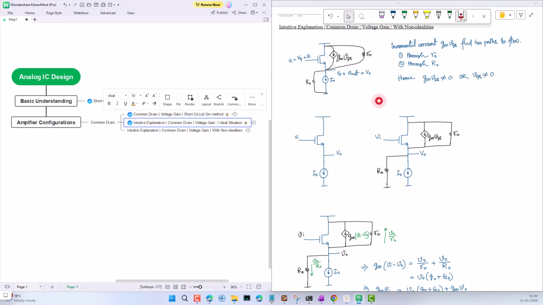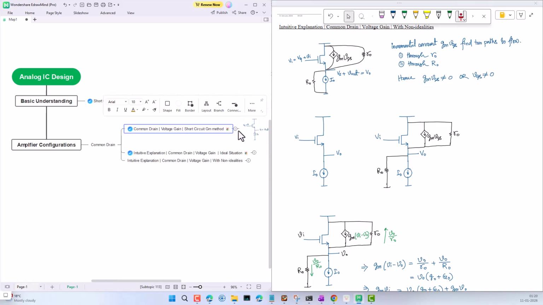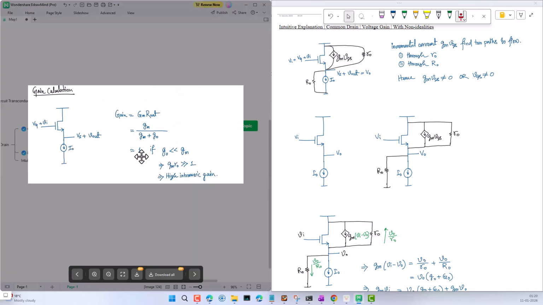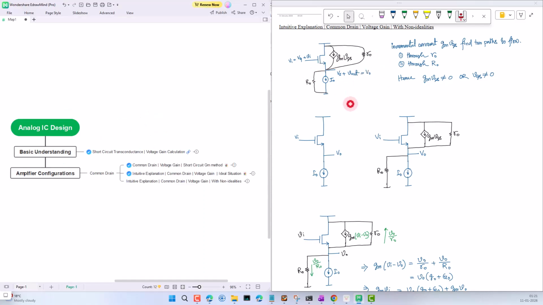Now, while discussing the common drain circuit, we saw that this voltage gain is less than 1. This voltage gain is less than 1, or approximately equal to 1 if you ignore r_o. But in general, you can see it is less than 1. Okay. But the question is, can you intuitively explain this from the circuit point of view? Definitely, we can explain. So, for example, let us first consider a situation when this incremental voltage V_out is greater than the incremental voltage of V_i. Okay, let's say V_out is slightly above V_i.